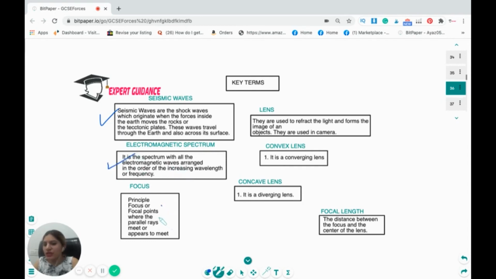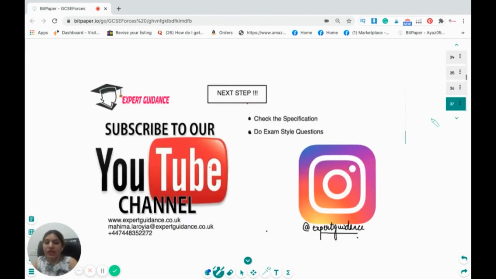Focus is the point where the parallel rays meet or appear to meet. Lenses are used to refract the light and form the image of an object. Convex lens is a converging lens. Concave lens is a diverging lens. And the focal length is the distance between the focus and the center of the lens. So I hope this topic of waves is clear to you.